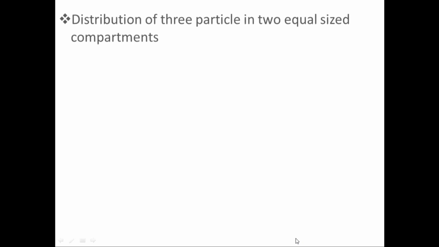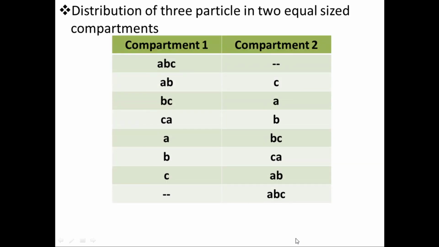Now next is the distribution of 3 particles in two equal sized compartments. This is the way we can arrange the 3 particles in two equal sized compartments. If the 3 particles, that is A, B, C, are in compartment 1, then compartment 2 will remain empty. Now the next distributions we can do in an orderly manner.